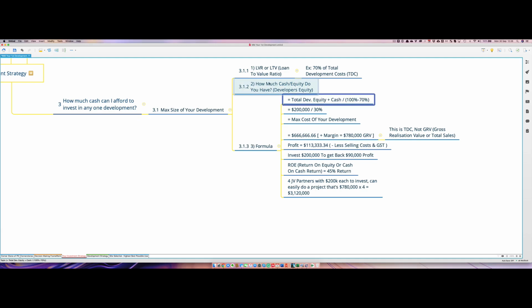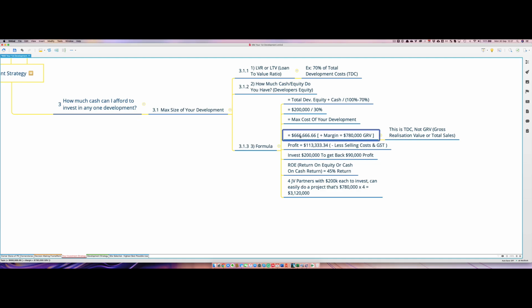How much equity or cash would you need to be able to do a development? Figure out the total developer's equity plus cash. Let's say you can borrow 70% of the total development cost, so 100 minus 70% gives you 30%. If you've got $200,000 on hand, you can divide that by 30% to get the maximum cost of your development. In this scenario, the maximum cost is $666,000, for example.